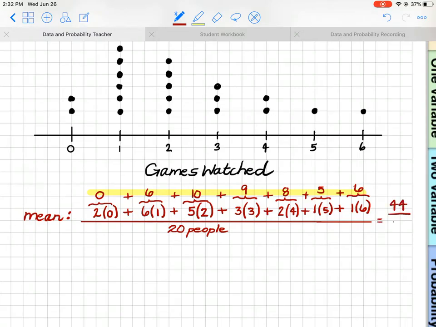44 games divided by 20 people. So 44 divided by 20. The mean number of games is 2.2. So most people watched a little over 2 games. Remember, means sometimes are funny. I know you can't watch, or I guess you could watch 0.2 games, but we're just looking at an average. What is the average amount of time spent on this activity? So the mean is 2.2.